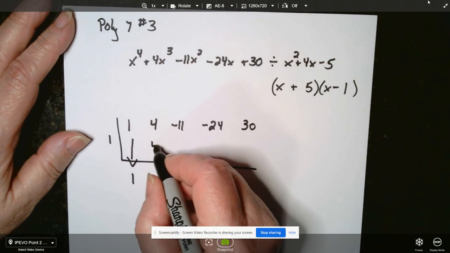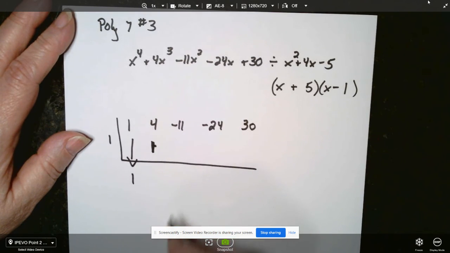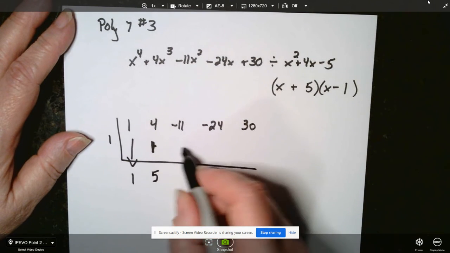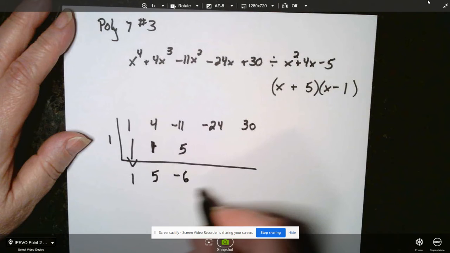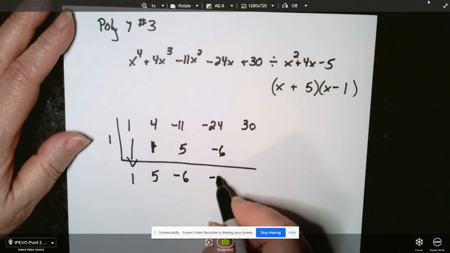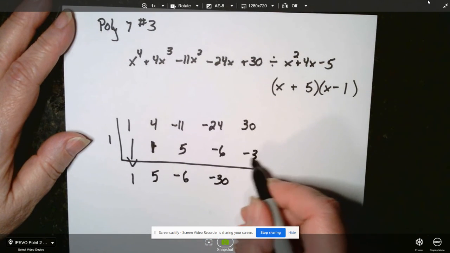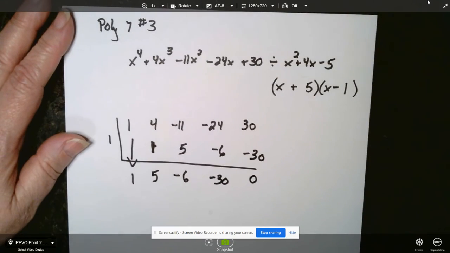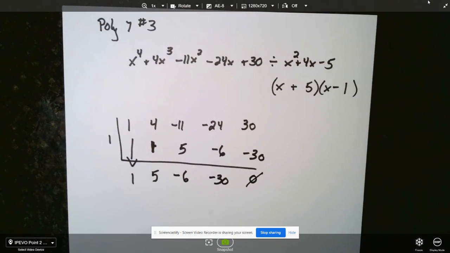I'm going to multiply. Whoops. I'm going to multiply. I'm going to add. I'm going to multiply. I'm going to add. I'm going to multiply. I'm going to add. I'm going to multiply. I'm going to add. This here is my remainder. I could just ignore it.